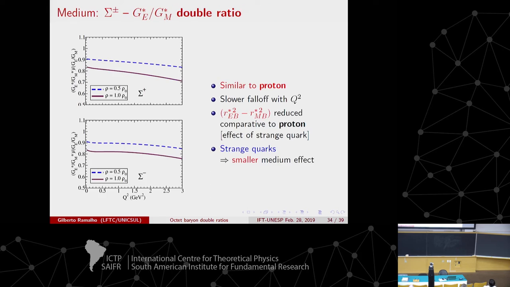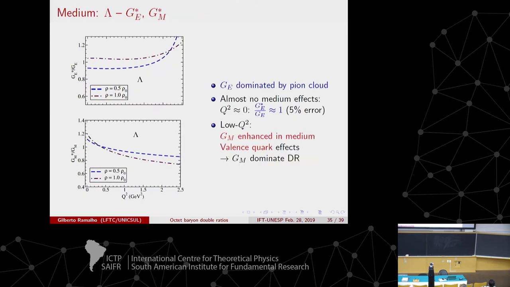Let me show the results for sigma plus and sigma minus. I'm plotting here just the double ratios. They are very similar to the case of the proton, except the falloff is smaller. So if the falloff is smaller, it means that this factor here is reduced compared to the proton. So we can interpret this as the effect of the strange quark, which means that the strange quarks have smaller effects in the medium.